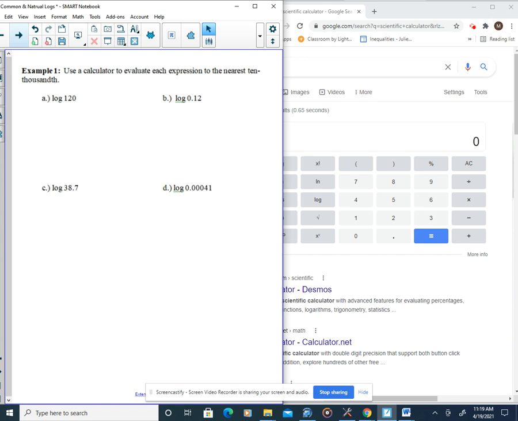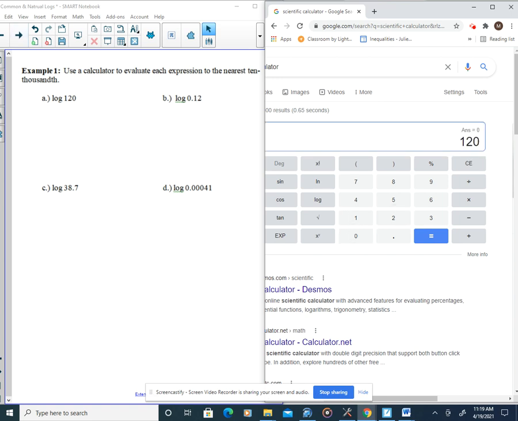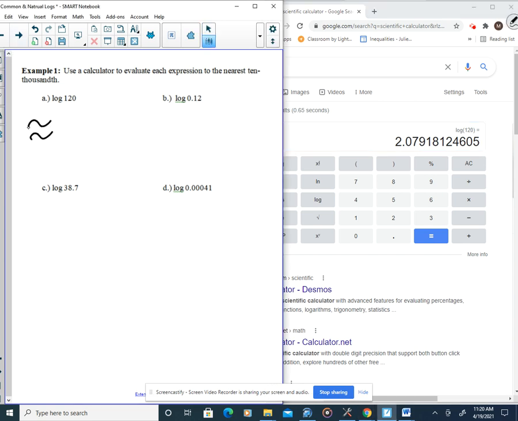So I'll have to figure out how this calculator works. Some calculators are different. Okay, so using this calculator, we're going to hit the log button first before we type in 120. So we're going to hit the log button, type in 120, hit equals, and the answer is, since we're rounding to 4 decimal places, instead of using equals, I'm using the approximation symbol, like an equal sign with curves. So it's about 2.0792.